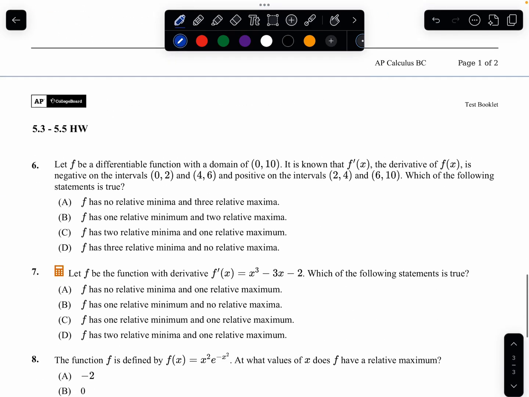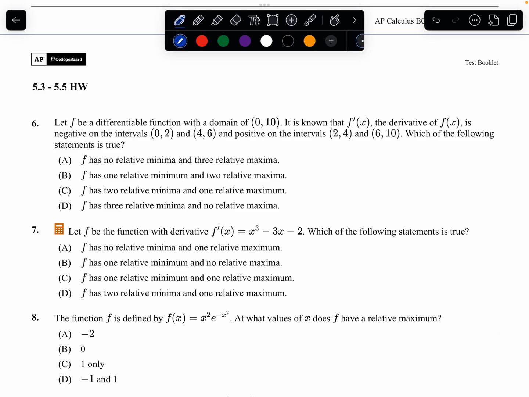All right. So for 6, let f be the differentiable function with the domain from 0 to 10. It is known that f prime of x, the derivative of f of x, is negative on intervals from 0 to 2, from 4 to 6, and positive on intervals 2 to 4 and 6 to 10. Which of the following statements is true? So basically, they just told you what the number line should consist of because we're talking about f prime. So we're talking about from 0 to 10, and we have points like 2 and 4 and 6.